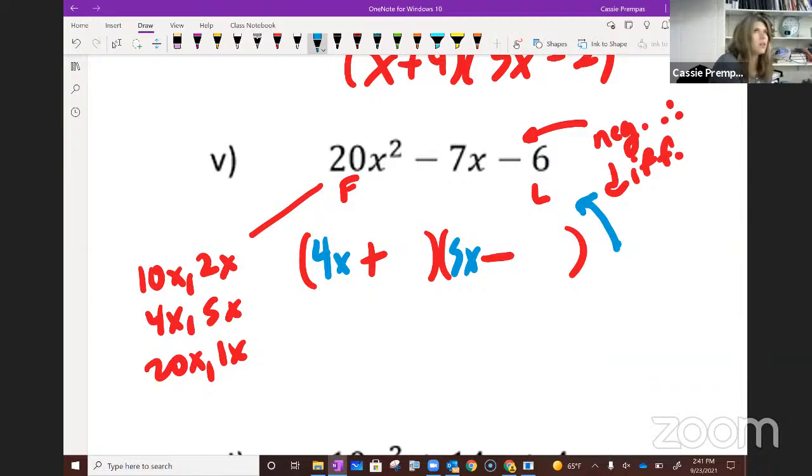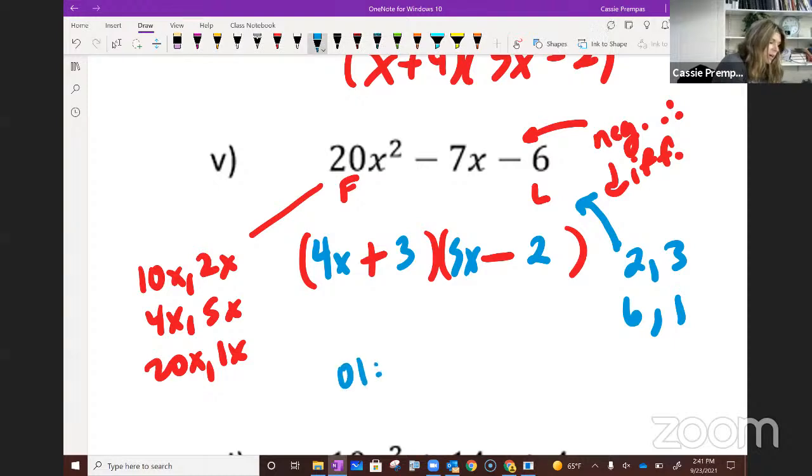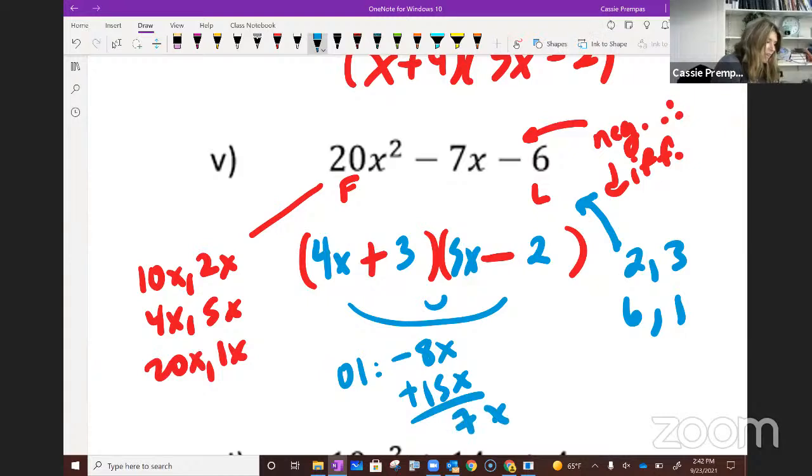Number six, what factors make up 6? Yep, 2 or 3 or 6 and 1. Which one should I try first? 2 and 3. Which one should I not put in with the 4? Don't put 2. So let's try 3 here and let's try 2 here. Okay, the only way I know if I've done it right is by OIing it. If I do the outside, that's negative 8x. The inside is 15x. That gives me a positive 7x.